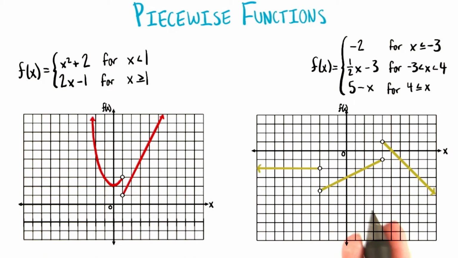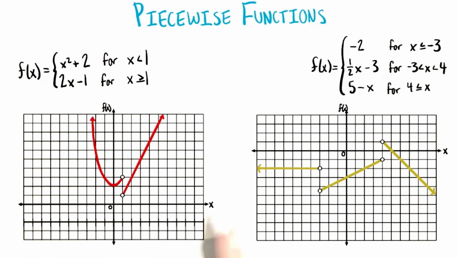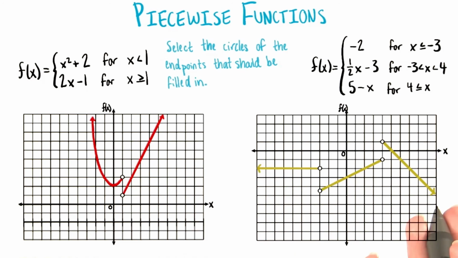Now, for each of these two piecewise functions here, I'd like you to decide which of these endpoints should stay open and which ones should be filled in, based, of course, on how I've defined the domains for either of the functions. If you think an endpoint should be filled in, just click the circle that's at that endpoint. And if you want it to stay open, then just leave it open. Don't mark it. To double check your work, you can make sure that there's no x value on either of these graphs that belongs to two different parts of the functions.